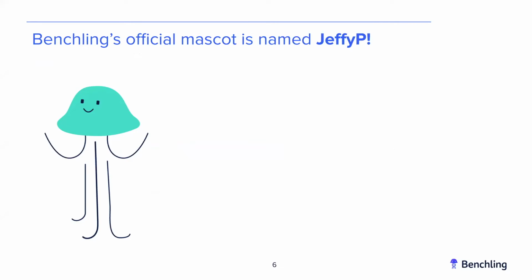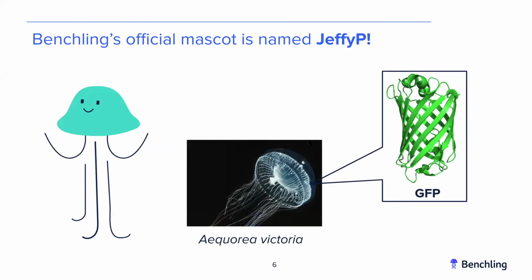So I think Jeffy P helps new and existing scientists just like you make research discoveries faster. And I'm sure a lot of you are thinking, well, why a jellyfish and why is his name Jeffy P? Well, the inspiration for our mascot actually comes from a naturally bioluminescent jellyfish species called Aequorea victoria. Some of you may have known this jellyfish before.